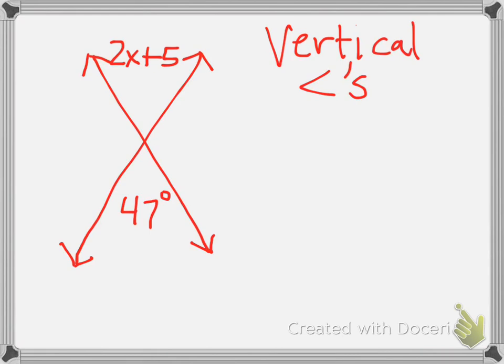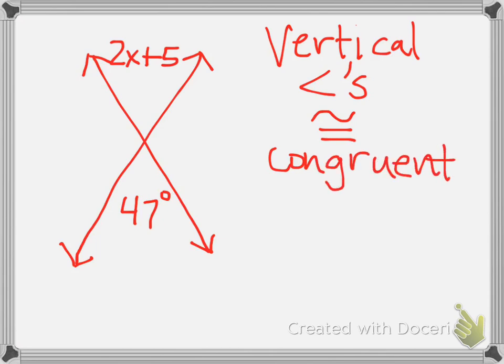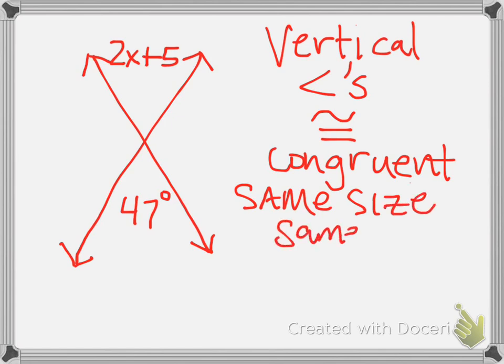Alright, these are vertical angles. One thing you need to know about vertical angles is that vertical angles are congruent. Congruent is equals with the squiggly over it. You gotta know the vocabulary. Congruent means same size. It's kind of like equals, but because it's geometry, we're talking about shapes. Same shape.